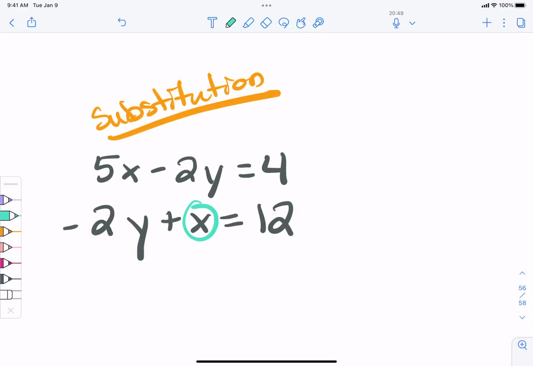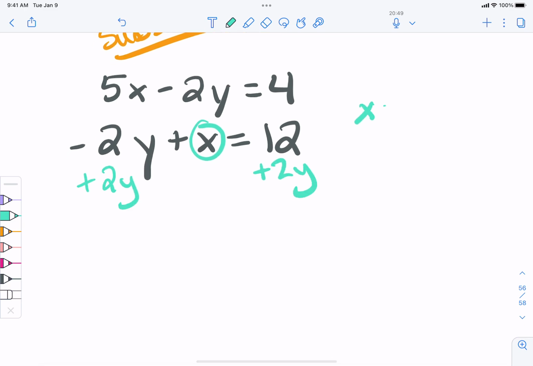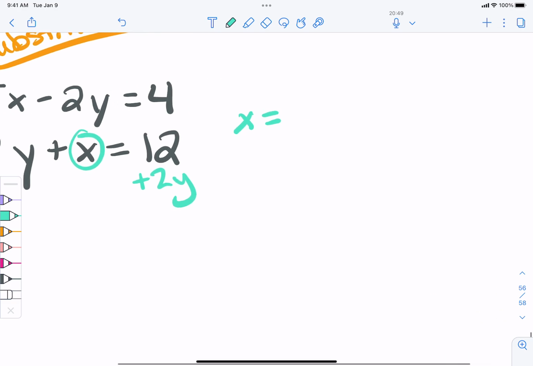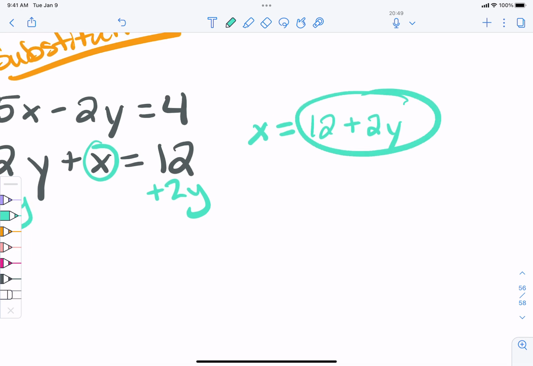Okay, so if you are stuck, are we on the board? Yes, we are. You add the 2y over. Plus 2y. So x equals what? 12 plus 2y. Yes, or you can do 2y plus 12. It doesn't matter. Now, where do you put this in at?